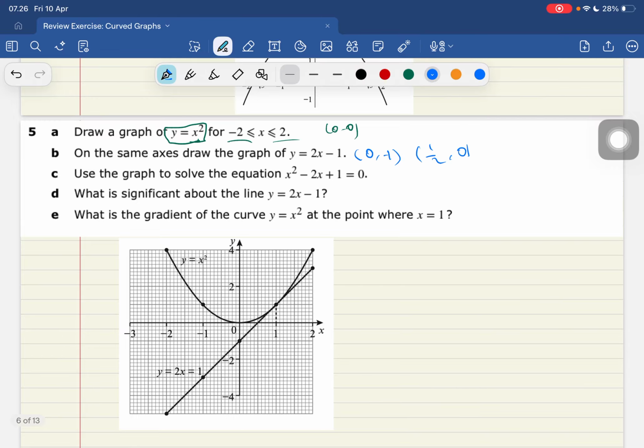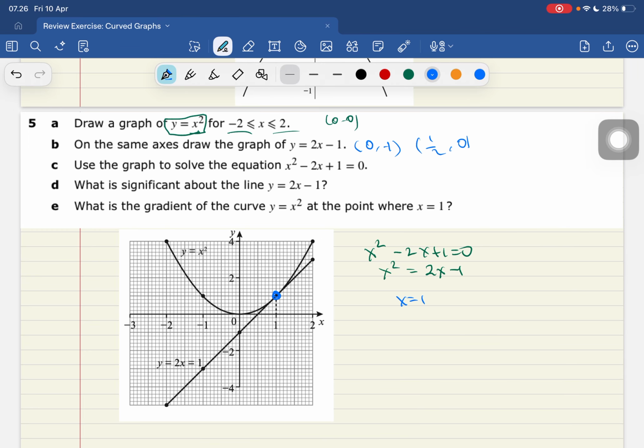You can see. Now use the graph to solve the equation x squared minus 2x plus 1 equal to 0. This is the same thing as x squared equal to 2x minus 1, which is the intersection point, here it is. So the answer is going to be x equal to 1 from here. So here x equal to 1.